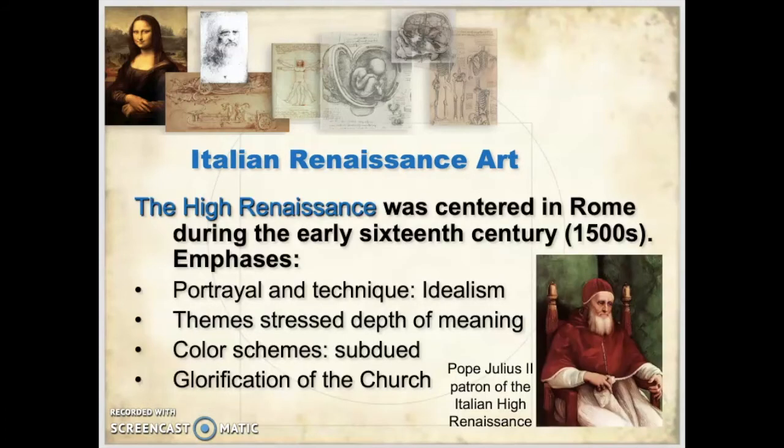What we call the High Renaissance took place about 100 years into the process. So the Renaissance began around the year 1400, and it reached its peak around the year 1500. Its emphases in terms of portrayal and technique were idealism. This is Italian Renaissance, the peak of the Renaissance in Italy. They tended to paint idealistically, which means that they painted people as they ought to be. So if you had a blemish on your face, that would not be painted in.